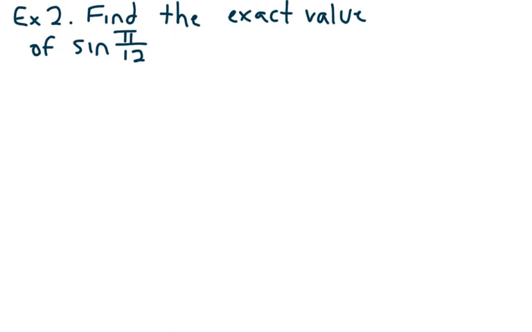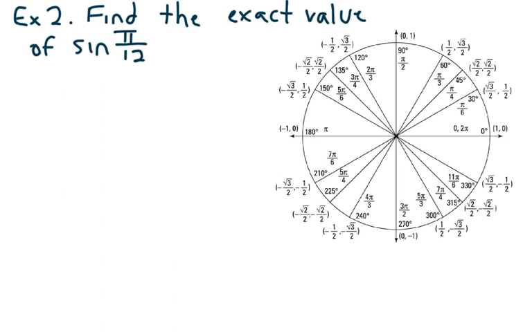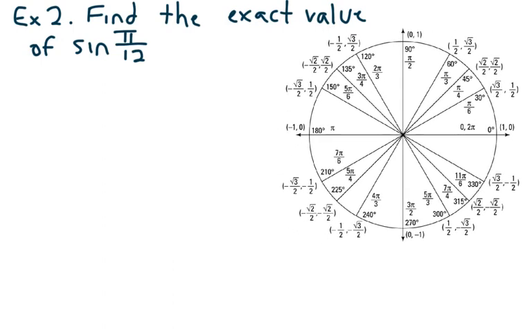So once again, we can only use the values on the unit circle. And the values on the unit circle that are radians are different combinations of pi over 6s, pi over 4s, pi over 3, and pi over 2. So I need to figure out which 2 would give me a denominator of 12.